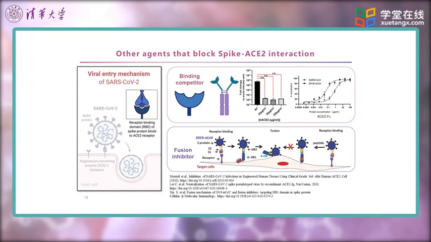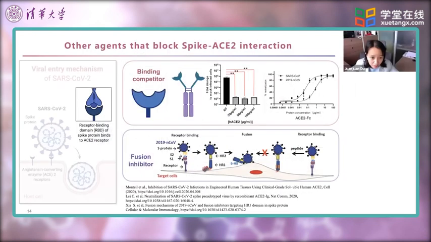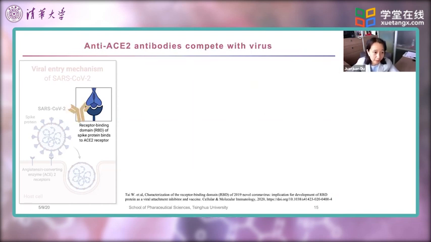And also, when the virus infects the cells, the S protein will undergo a conformational change to infect the cells. So people have also developed fusion inhibitors, which are pieces of peptide from the S protein itself that can block the fusion, this conformational change, so that the virus cannot infect the cells. So these are the alternative approaches that target this virus infection. All right.